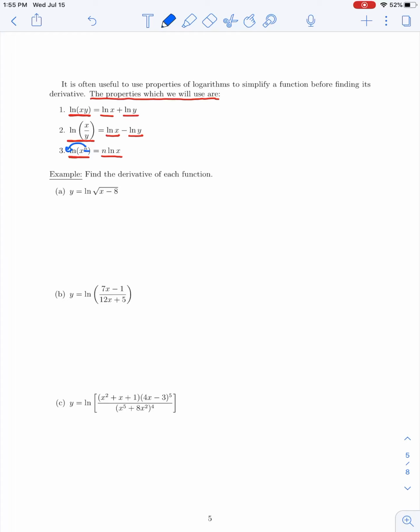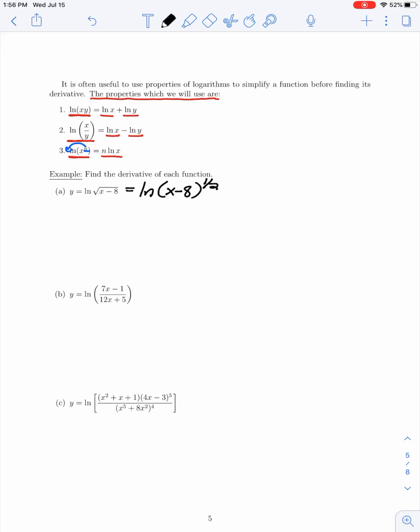So let's look at how we could use these properties of logarithms to simplify the process of finding the derivative for certain functions. In this next one, we are asked for the derivative in part A of the natural log of the square root of x minus 8. To evaluate that directly, we would have to make use of the chain rule a couple of times. But if we think about rewriting this function first, we'll recall that the square root of an expression is the same as taking that expression to the 1/2 power.